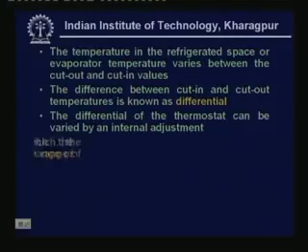You can keep the cut-in temperature as 10 degrees centigrade, and you can change the cutout temperature to, let us say, 8 degrees centigrade. Okay, so instead of operating at 10 degrees and 9 degrees, it can operate between 10 and 8 degrees. That means you have increased the differential from 1 degree to 2 degrees centigrade. This adjustment is possible. Okay, so this is differential.